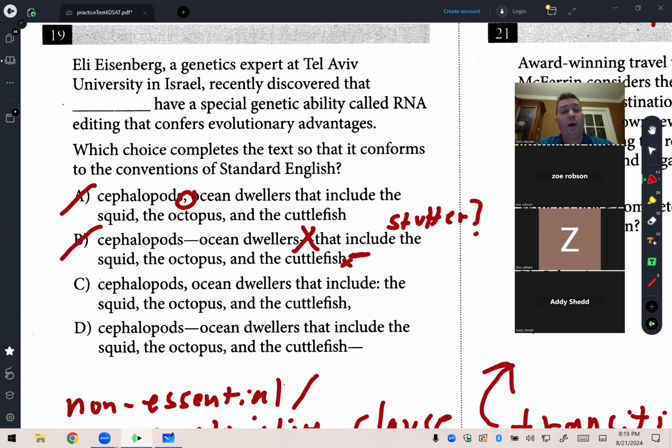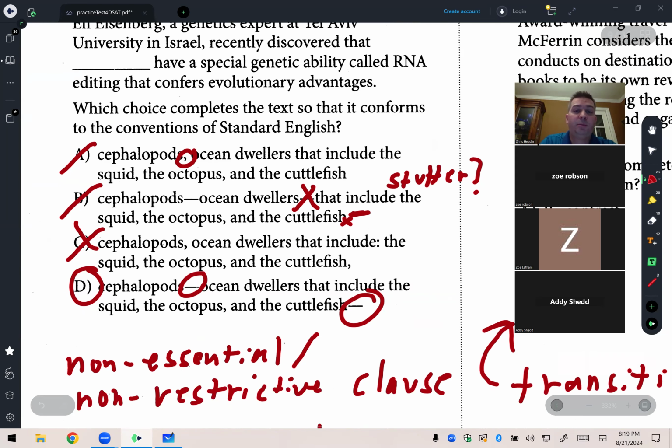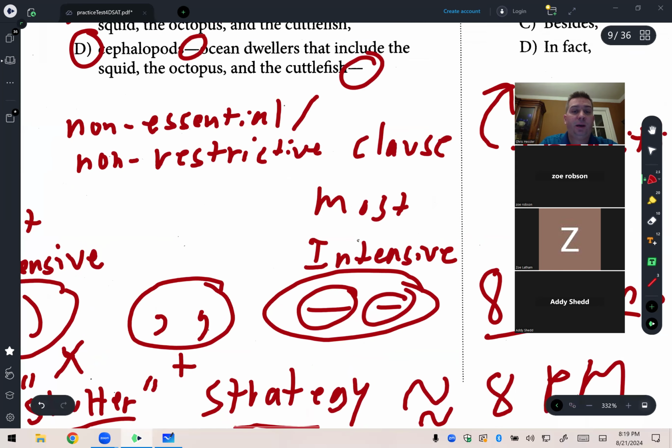I'm going to read it the normal way. Recently discovered that cephalopods, ocean dwellers that include the squid, the octopus, and the cuttlefish. So clearly no pause belonged there. Here we open it with an em dash. We close it with an em dash. Yes, it is the right answer. That's the way a native English speaker would read it. No weird pauses anywhere. And notice if I open it with the em dash, I must close it with the em dash.